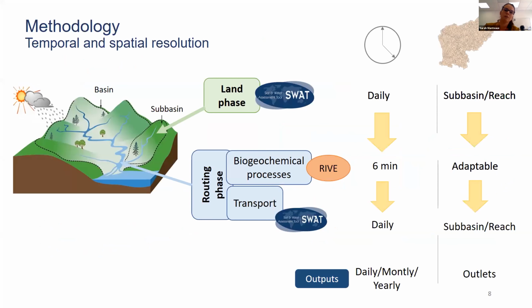To do that, we first looked at the temporal and spatial resolution, to see if they match. For the spatial resolution, there are no particular problems as RIVE is adaptable. But for the temporal resolution, RIVE is better when the processes are calculated every 6 minutes or 10 minutes, so we will have to run it several times a day. And then the outputs will be SWAT daily outputs.